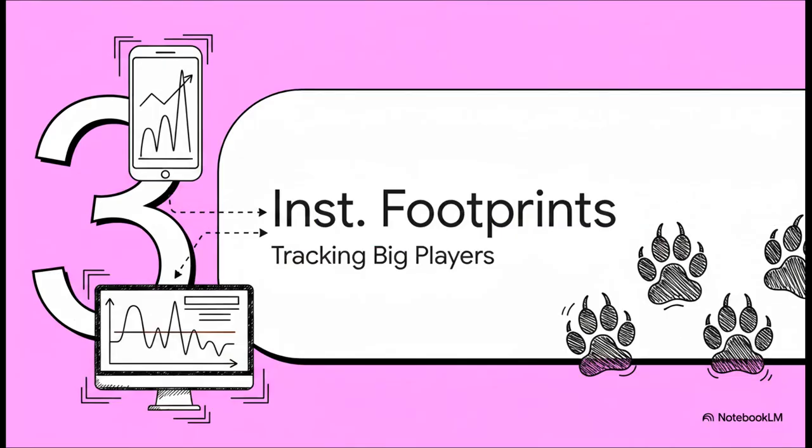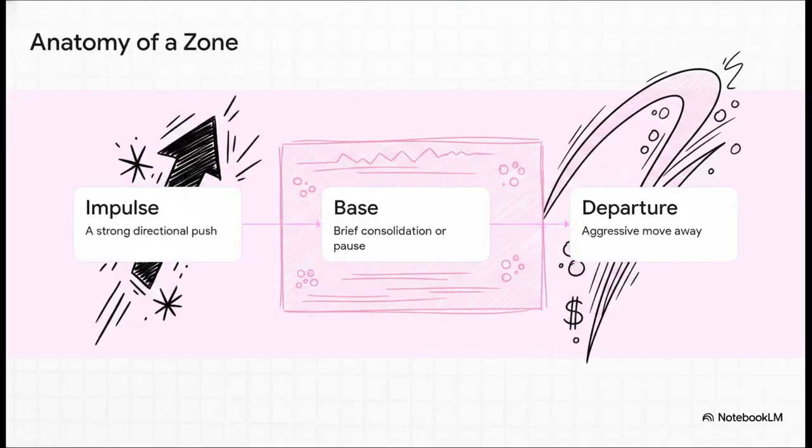Part 3, spotting institutional footprints. So, how do we actually spot these massive imbalances on our vertical phone screen or your trading monitor? We have to look for the tracks left behind by the big players. When you first look at a chart, your job is to spot this very specific 3-part sequence. High-quality zones do not just appear out of nowhere, they have an anatomy.